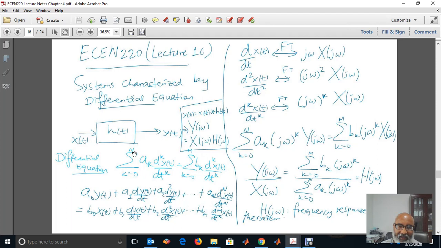So usually n is greater than or equal to m, and we call n the order of the differential equation. For example, if capital N is 1, we have a first order system. If capital N is 2, we have a second order system. If capital N is 3, we have a third order system, and so on. Now this is the time domain. We change this to the frequency domain, and we find the relation between the output y and the input x in the frequency domain.